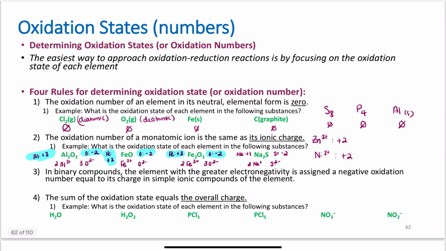In binary compounds, the element with the greater electronegativity is assigned a negative oxidation number equal to its charge in the simple ionic compounds of the element. You haven't learned electronegativity yet. That comes later. But electronegativity is how much it can hold electron density towards itself. Generally speaking, the element listed second is more electronegative. So the element listed second in the formula is going to get the negative charge. The sum of the oxidation states equals the overall charge.